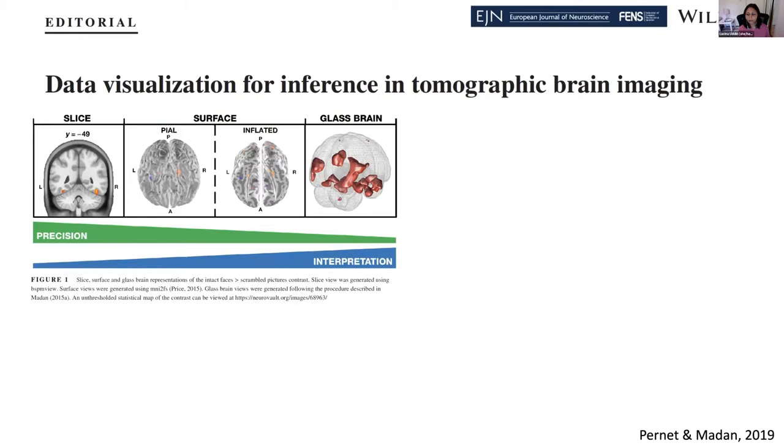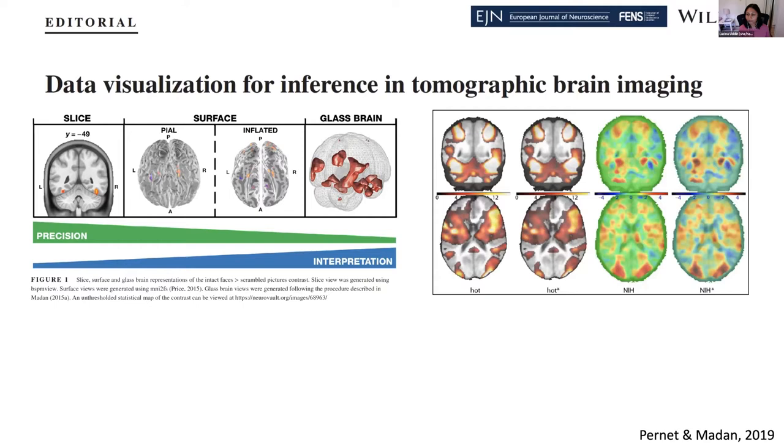So there's another paper that came out a few years back that looked at data visualization for inference in tomographic brain mapping, and talked again about the advantages of different ways of viewing brains. Sometimes you have to sacrifice precision in order to increase interpretation. It's a trade-off many times when you're trying to decide how to depict an activation, for example, whether you give it a slice view or a whole brain view or a glass brain view. And there's again this discussion about thresholding and what that reveals and what that hides.